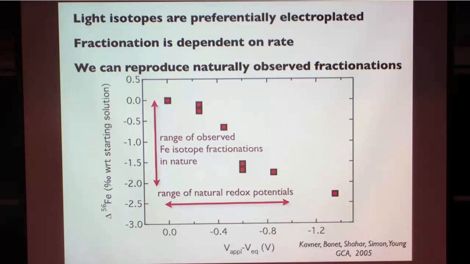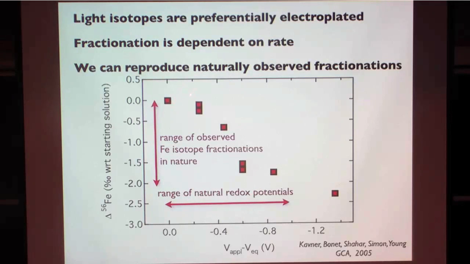The range of our observed isotope fractionations in nature are here. And then in terms of chemical processes, like biochemical processes, you can ask, what's the electrical potential, or what's the voltage across a cell membrane? And these are on the order of a couple hundred millivolts. And so you're looking at a range of natural potentials that are similar to the types of potentials that we're applying in these experiments. The results we get show that close to equilibrium, we have very little fractionation.